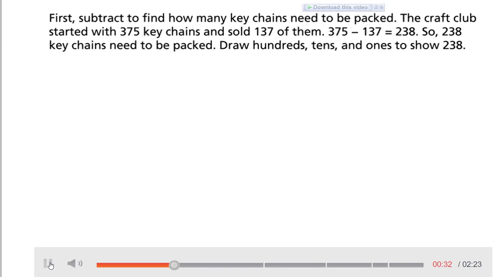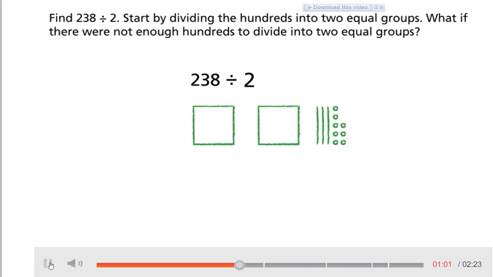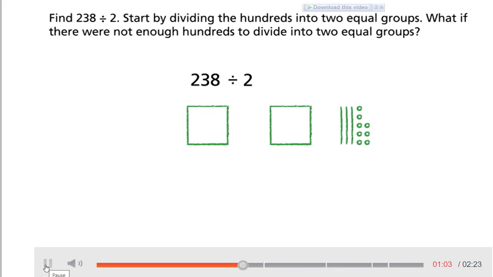First, subtract to find how many keychains need to be packed. The Craft Club started with 375 keychains and sold 137 of them. 375 minus 137 equals 238. So 238 keychains need to be packed. Draw hundreds, tens, and ones to show 238. Find 238 divided by 2.